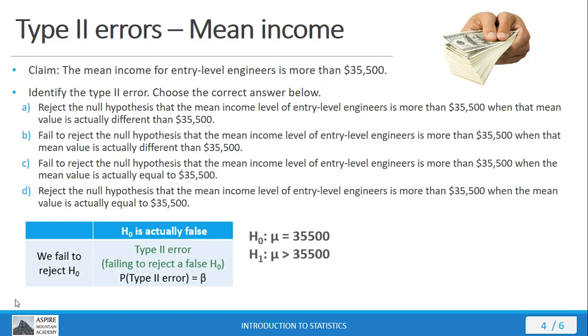So if this is actually false, that's like saying we're going to quote unquote accept the alternative. So the mean value is actually more than 35,500, but we're going to fail to reject the null hypothesis when that's true. So it's going to be different than 35,500. If we look at our answer options here, the one that best matches that is going to be answer option B. We're failing to reject the null hypothesis when that mean value is actually different than 35,500.